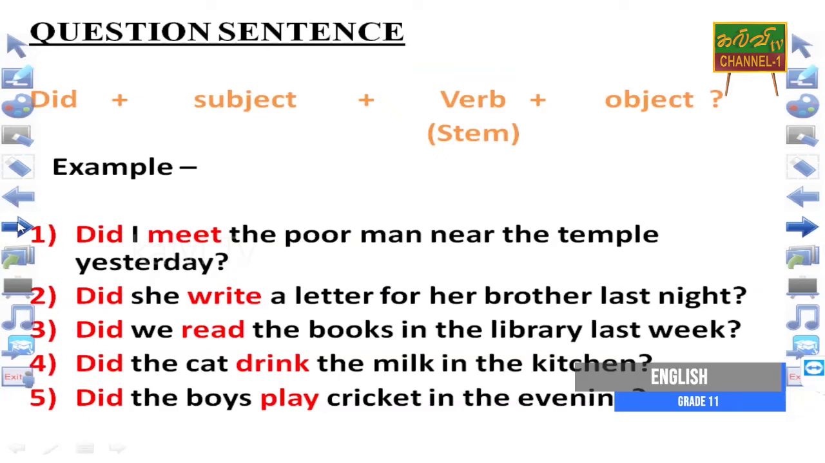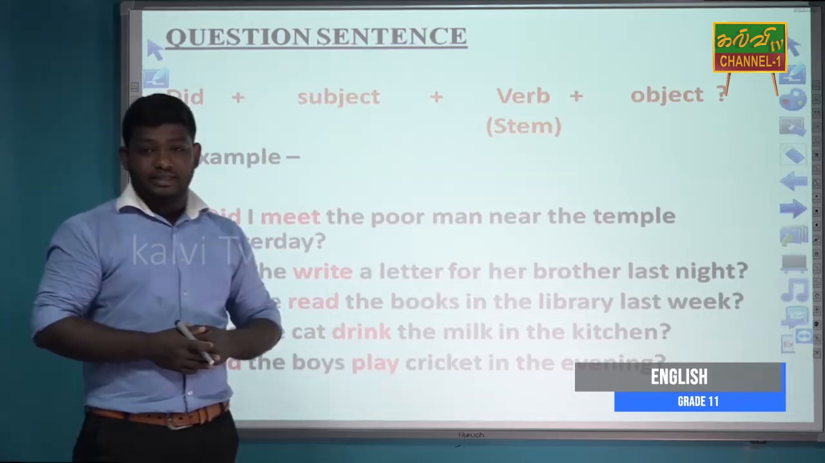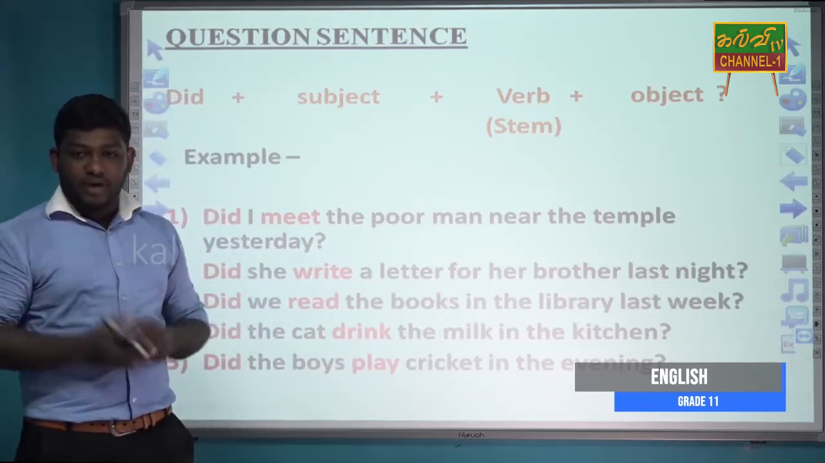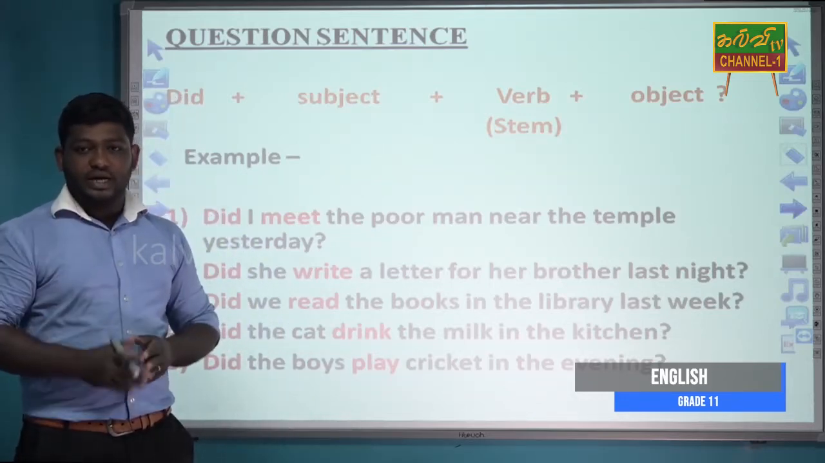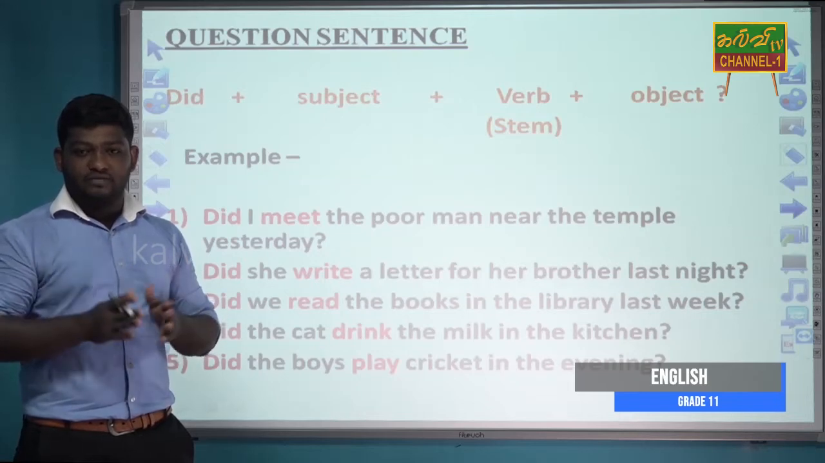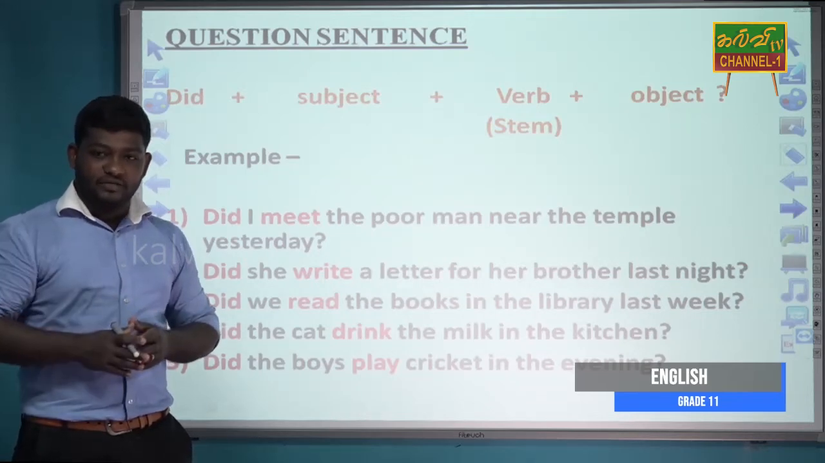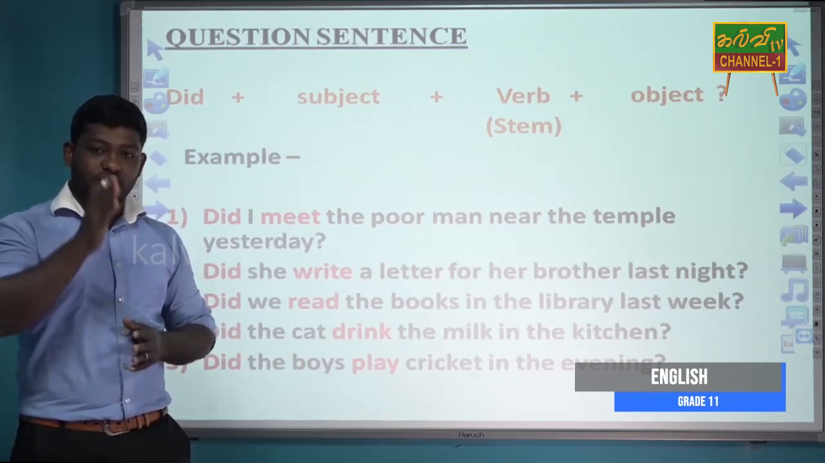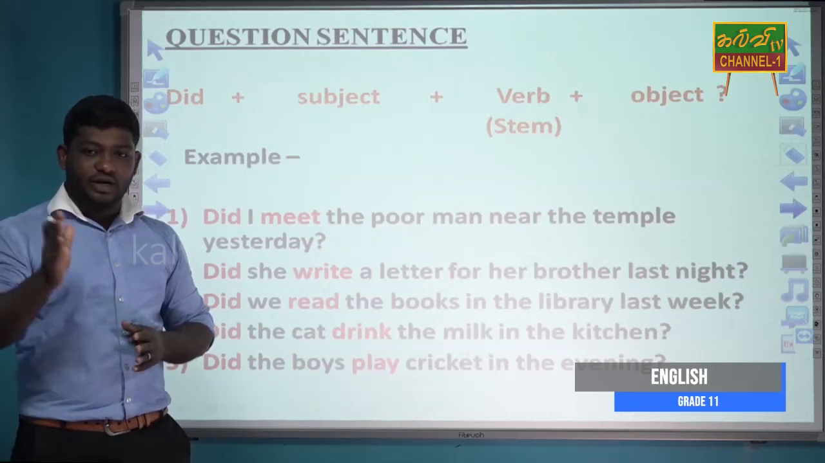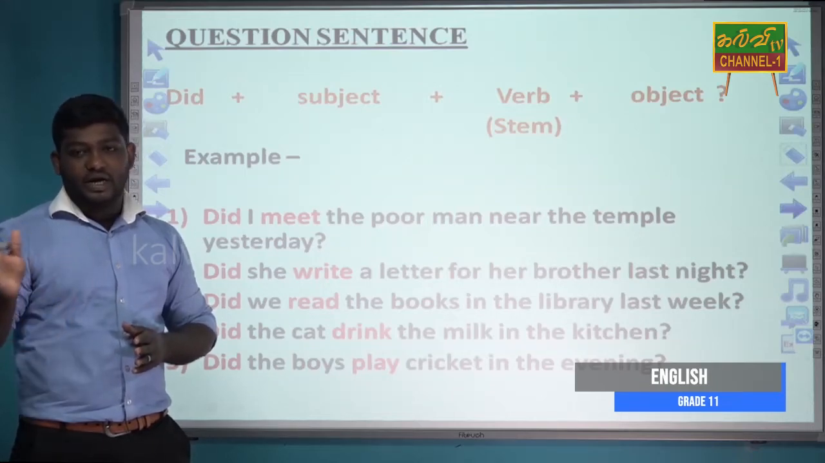Read readக்கு ஸ்டெம். Did the cat drink the milk in the kitchen? Drink drankக்கு stem. Did the boys play cricket in the evening? Played stem. அப்போ சாதாரண இறந்த காலத்தை பொறுத்த வரைக்கும், சிம்பிள் பாஸ்ட்டில் சப்ஜெக்டோட வேர்போட ஆப்ஜெக்ட், அங்கே வர வேர்ப் வந்து எங்களுக்கு பாஸ்ட். அதே நெகட்டிவ் கன்ஸ்ட்ரக்ட் பண்ணிக்க நெகட்டிவ் சென்டென்ஸ் ஃபார்மேட் சப்ஜெக்டோட டிட் நாட்டோட வேர்ப் வந்து ஸ்டெம்மில் அங்கால ஆப்ஜெக்ட்.